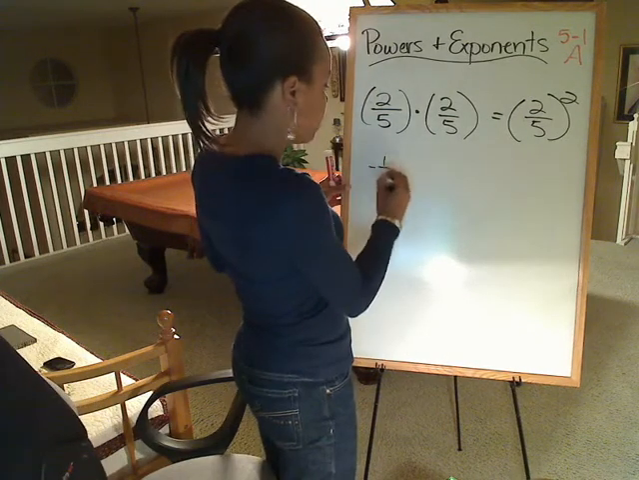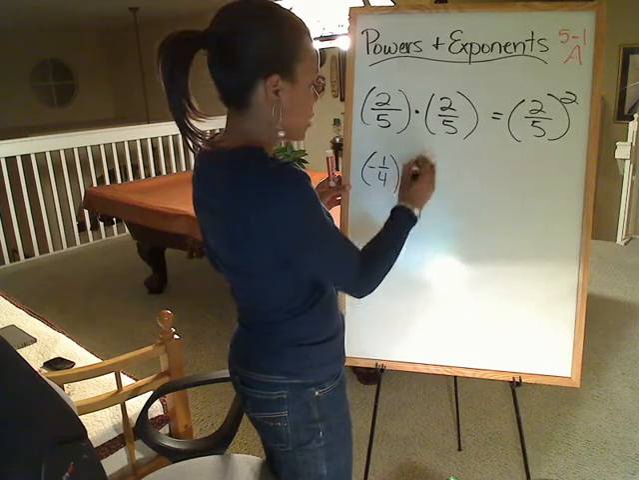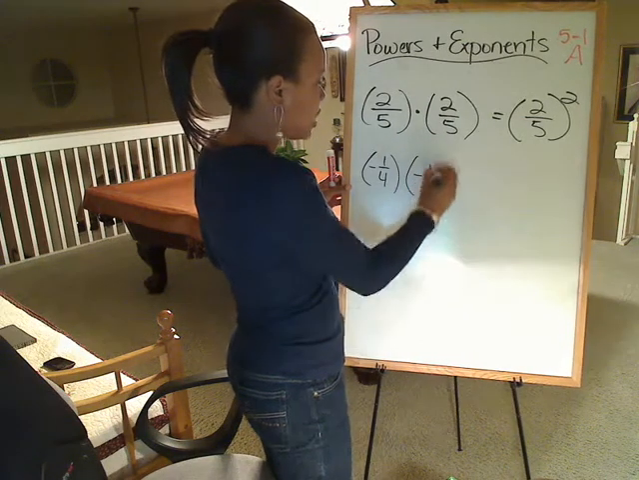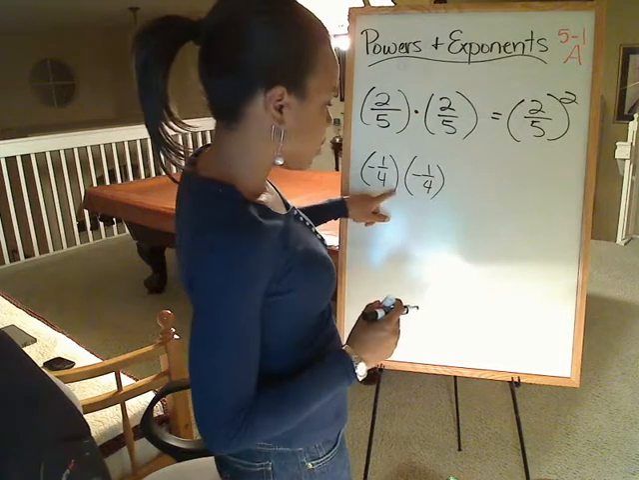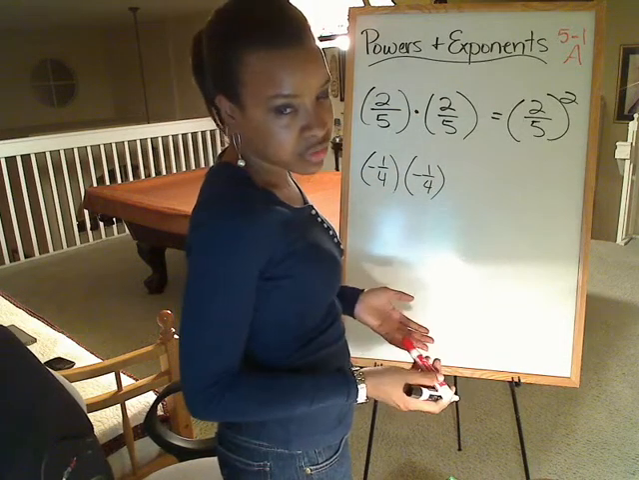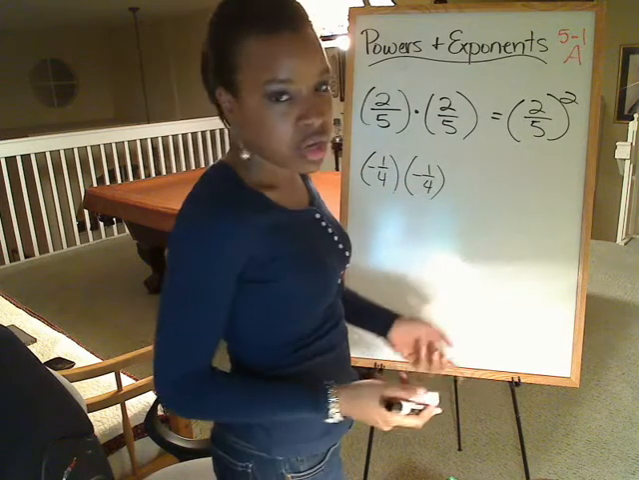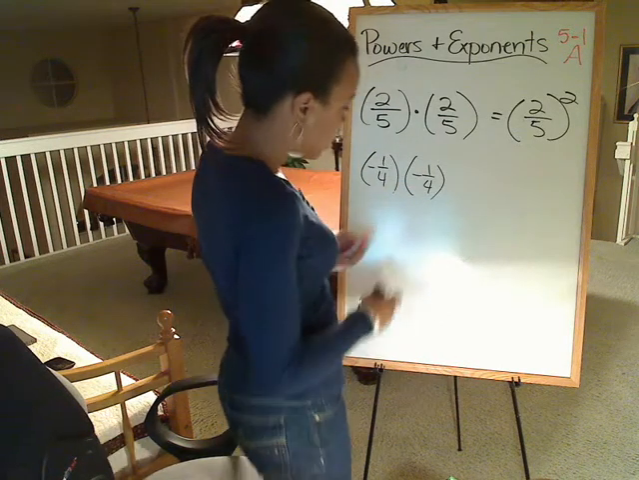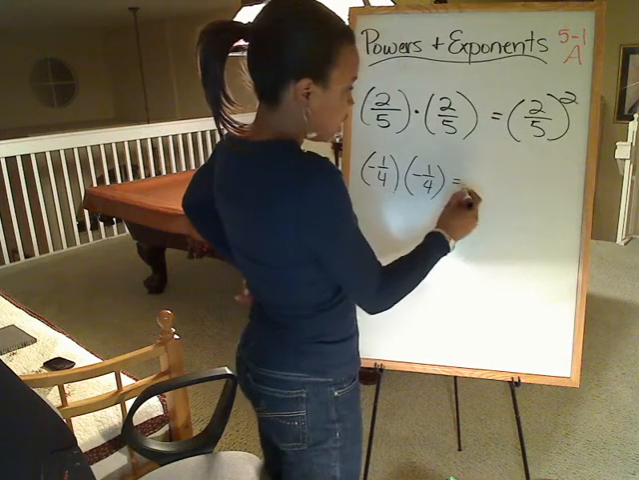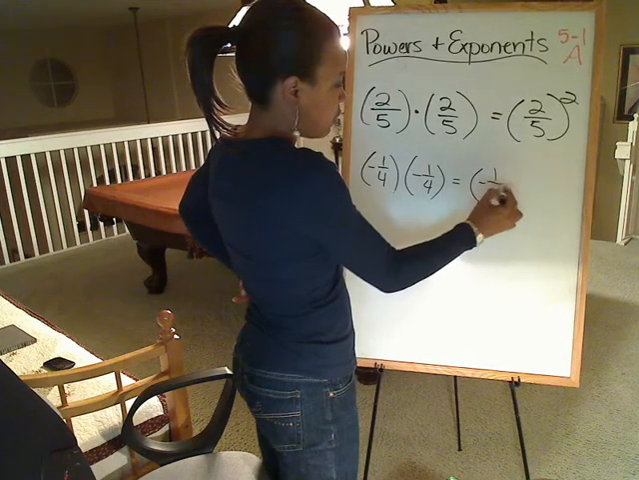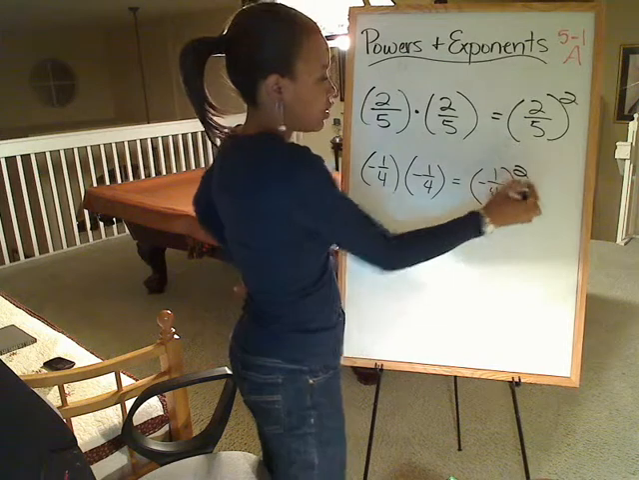Let's say you have negative 1/4 times negative 1/4. Sometimes I write the dot, sometimes I don't. If it's in parentheses, you really don't have to write the dot. If you want to, you can, but you don't have to. As long as it has parentheses, you don't have to write the dot. So negative 1/4 times negative 1/4 would be negative 1/4 squared.